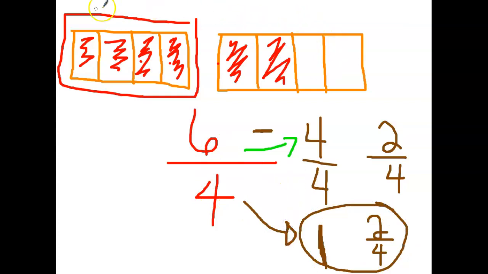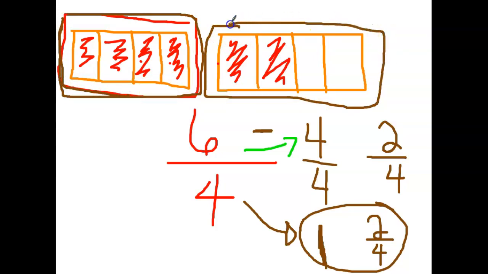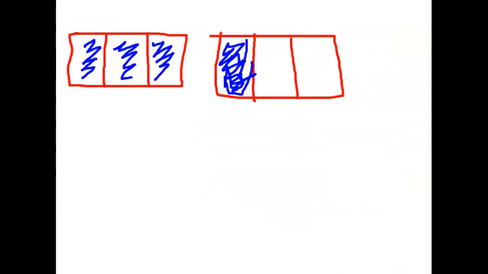And look here. Let's look at this differently. I can look at this and say, oh, look, this is one whole and 2/4. This is 6/4 and it's one whole and 2/4. So what we're going to be doing is changing improper fractions like 6/4 to mixed numbers. That's what we're going to be working on.